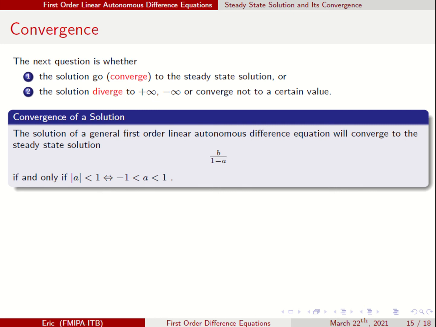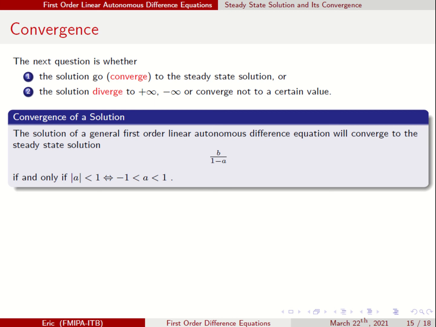So the solution can converge or diverge. Diverge can be to plus or minus infinity, or not converge to a certain value. When a is between -1 and 1, your solution will converge to the steady state solution given by b divided by 1 minus a. When a is 1, it will converge when b is 0. When a is less than -1, greater than 1, or equals -1, your solution will diverge to plus infinity, minus infinity, or not converge to a certain value.